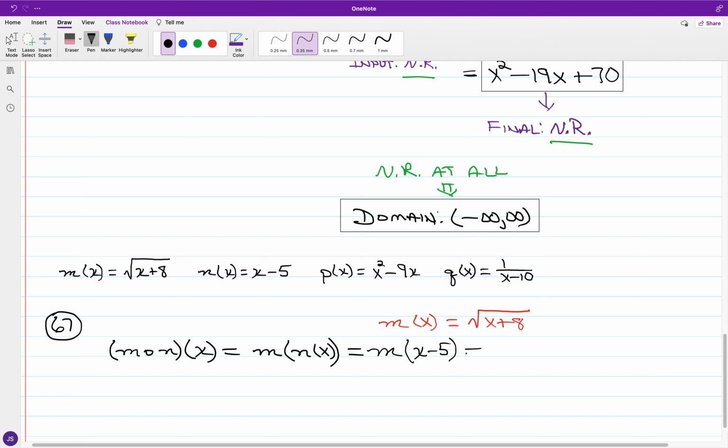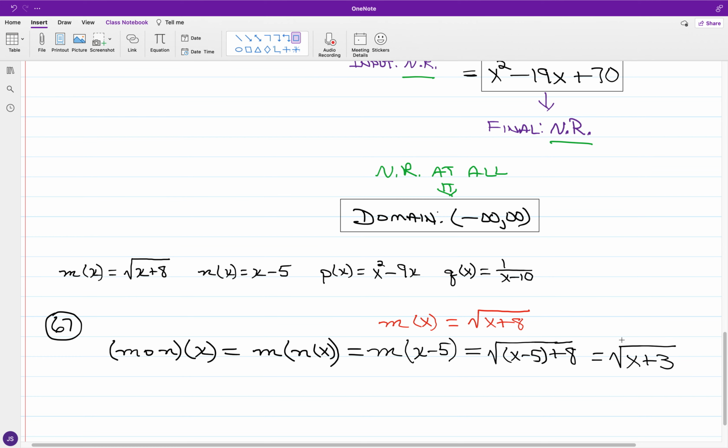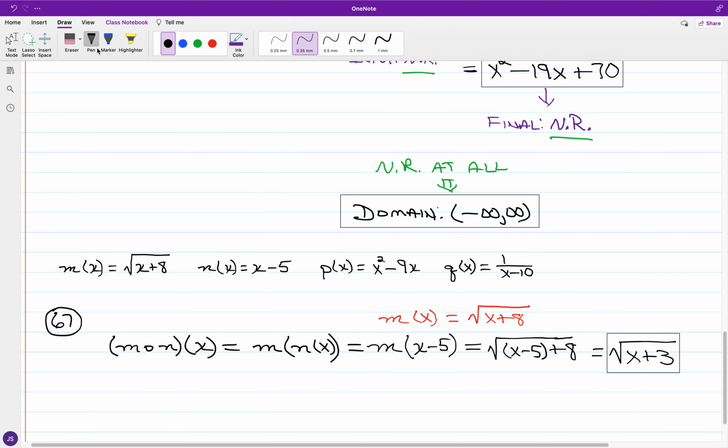So for m of x minus 5, I have the square root of the sum between x minus 5 and 8, and we have constants to combine, and what's going to happen here is that we're going to come out to x plus 3. So the output is going to be a radical term, and now we look for the domain of this particular composition.